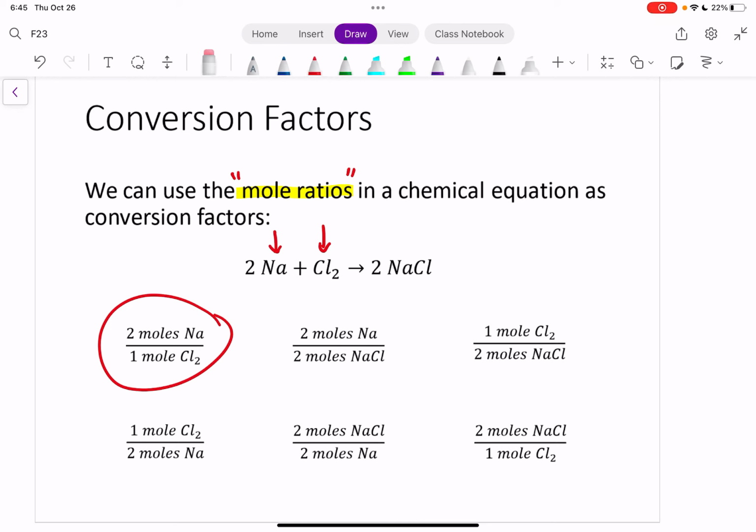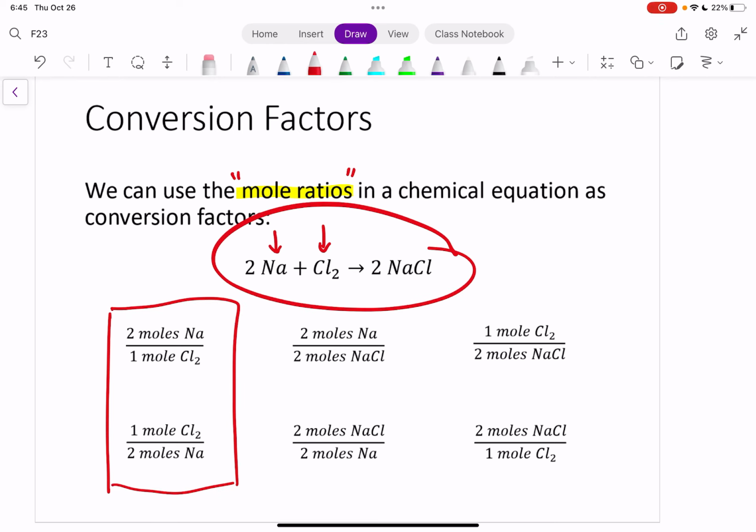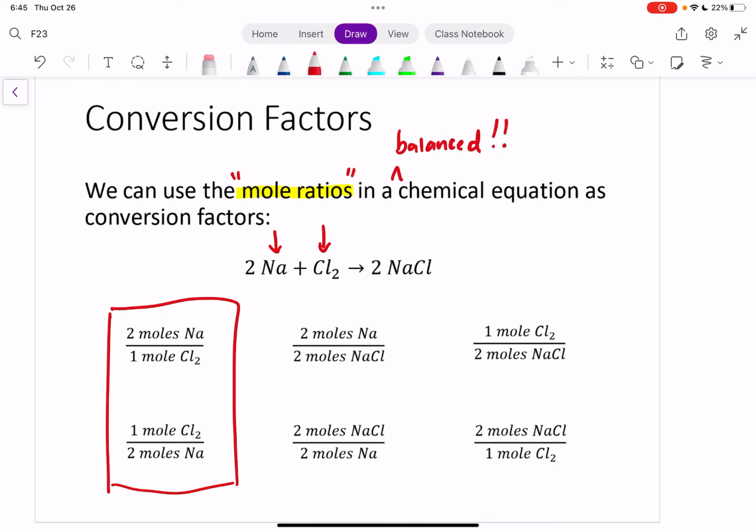And remember, with any conversion factor, you can always flip it, depending on where you want to eventually get to. If I want to end up with moles of Na, I'm going to want that one on the top. If I want to end up with moles of Cl2, I'm going to want that one on the top. So these are 2 different conversion factors that I can write just by looking at this balanced chemical equation. And that's the most important part: this has to be a balanced chemical equation. Otherwise, the ratio that they're reacting in is not going to be correct, and those mole ratios are going to be off.